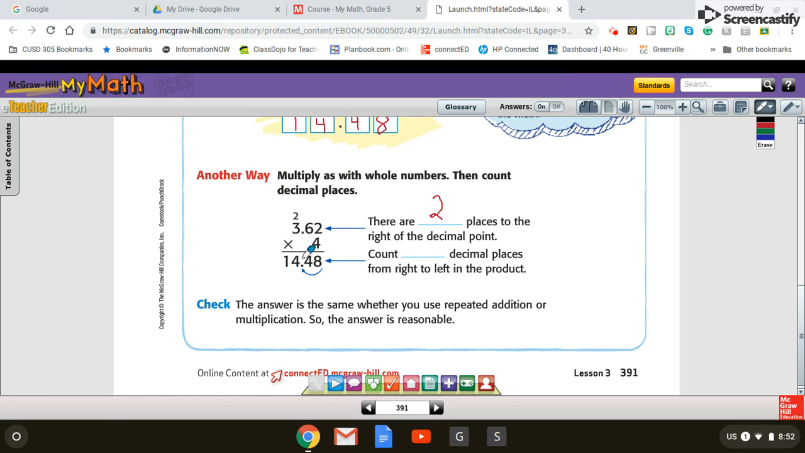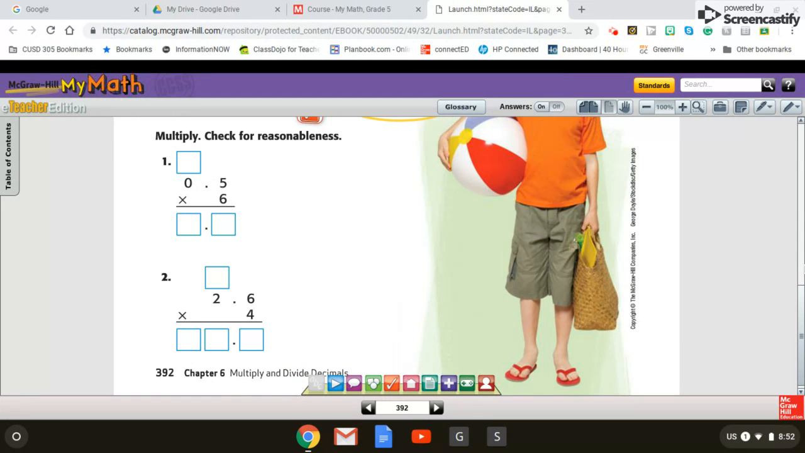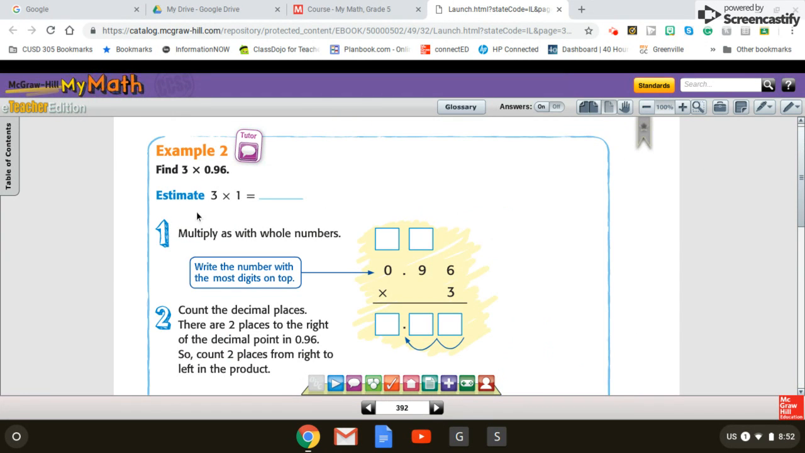So our product has to have the same amount. So we have to count 2 decimal places from the right to the left in the product. So we're going to start to the right of the number and go over 1, 2, and place a decimal point. Okay, so that's how you do that. All right, next page.